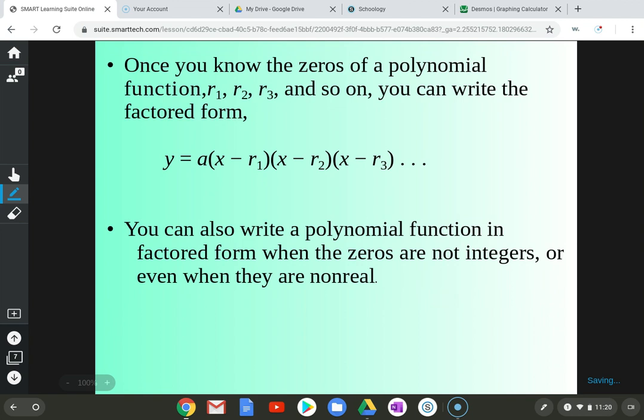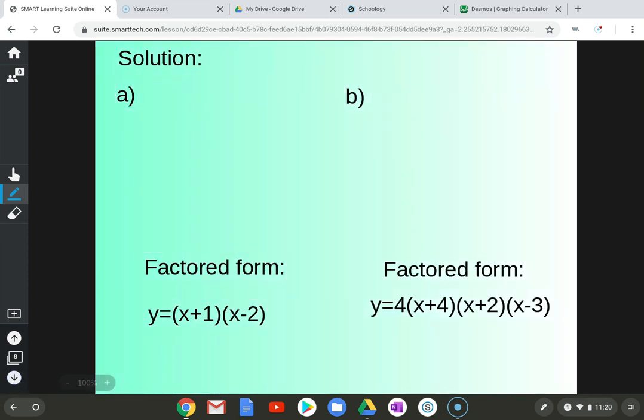All right, so once you know the zeros of a polynomial, they're calling these r sub 1, r sub 2, r sub 3. So those are your zeros. Zeros, remember, are the same thing as x-intercepts, and you can write it like that. You can also write a polynomial function in factored form when the zeros are not integers, or even when they are non-real, which we'll get into in a little bit.